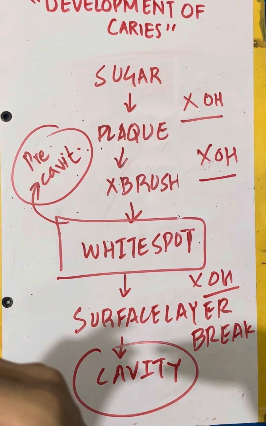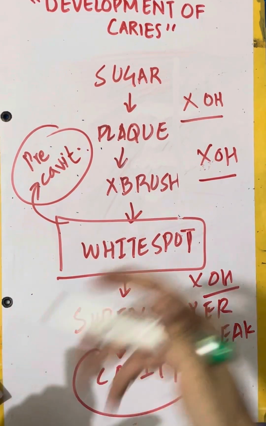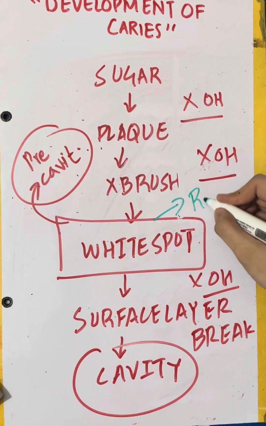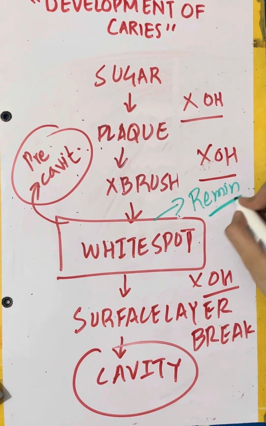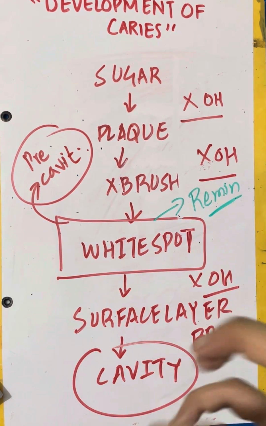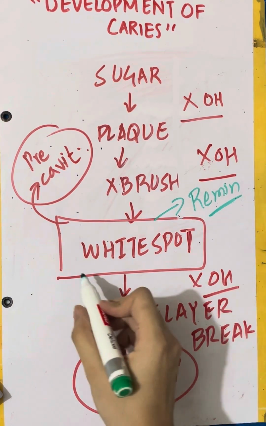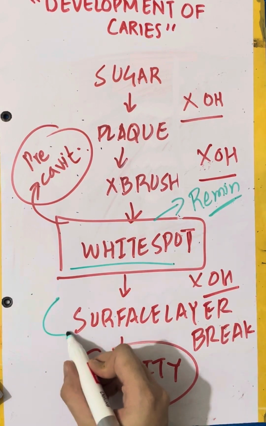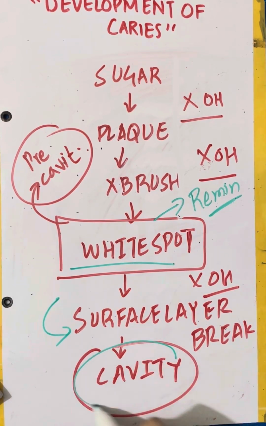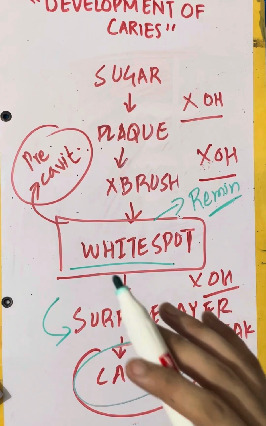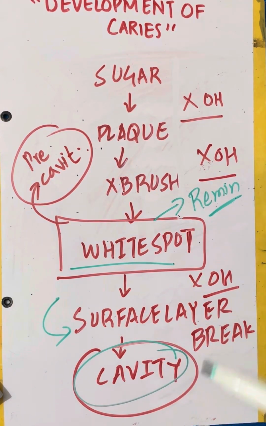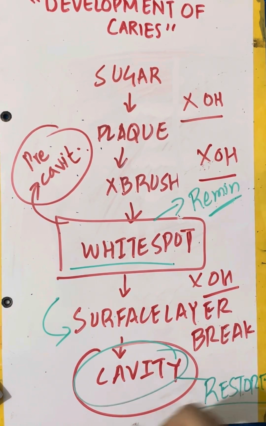When the caries is in the stage of white spot, you can remineralize it, because there are still chances that you can again gain the minerals and start remineralization of your cavity. But once the surface layer has been broken and the cavity is formed, the matrix of enamel and dentine is lost, there are no chances of remineralization. You have to restore the tooth.